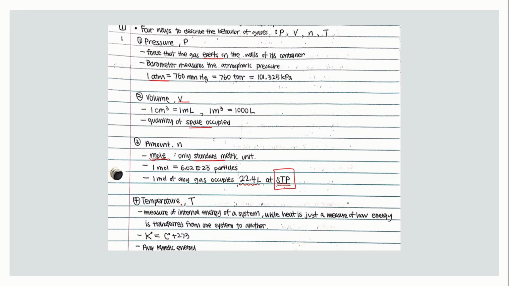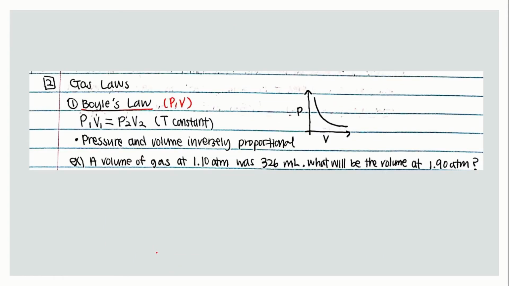Next is the temperature, represented by the letter T, and it is the measure of internal energy of a system, while heat is just a measure of how energy is transferred from one system to another. So you are also using the unit of Kelvin, not the Celsius. Kelvin equals Celsius plus 273. Next is gas laws, and we will go through 4 gas laws today.